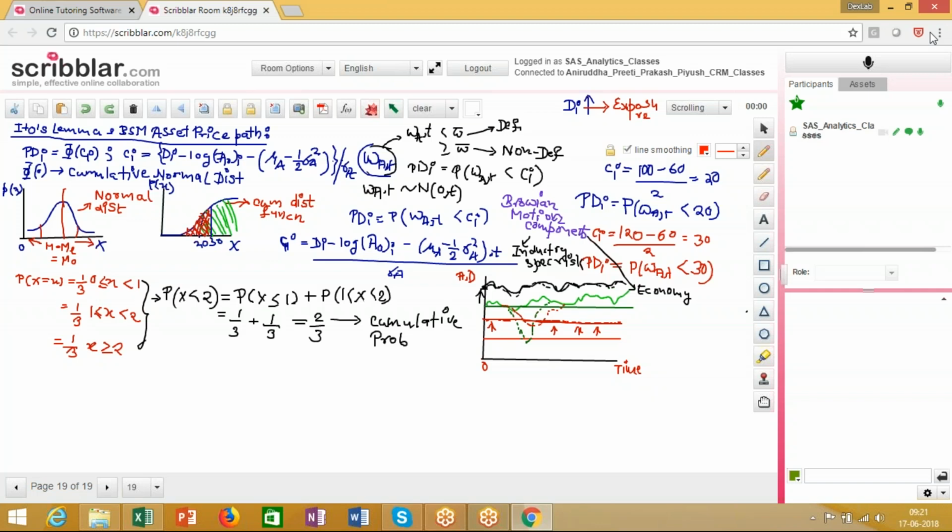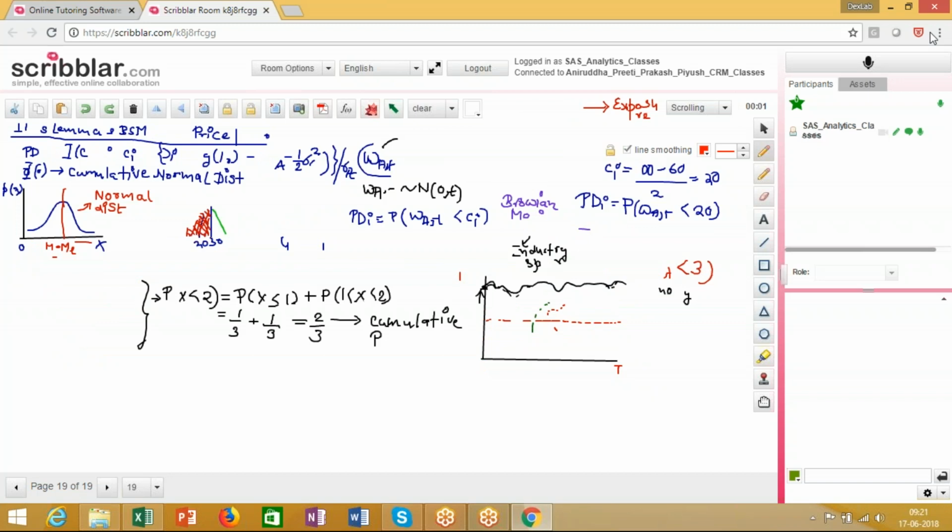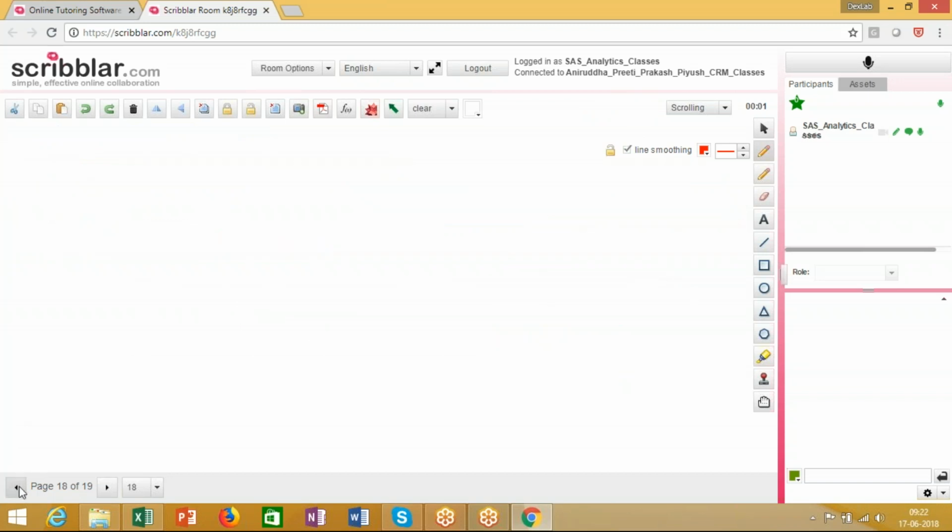In the last class, so I'll just quickly revise what we had done. We were trying to explore the very basics of this model. What we had developed as a part of our model was that we had gone through the Vasicek model. We had gone through the asset price path, and from there we had defined the asset equation. Once we defined the asset equation, the next thing we did was identifying the asset path.